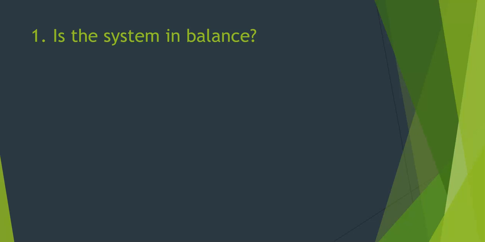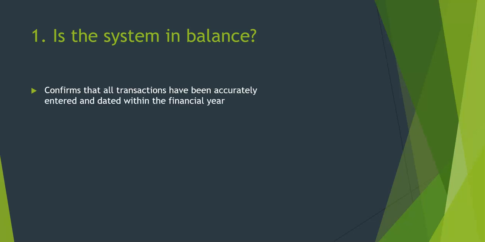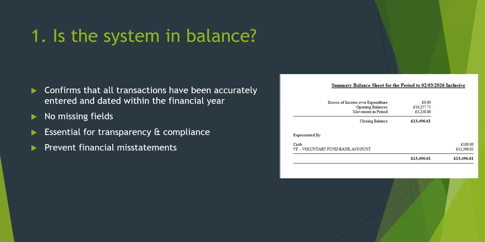So the first thing we're going to look at is purely the question: is our system in balance? This confirms that all the transactions have been accurately entered and, very importantly, dated within the appropriate financial year. It makes sure that nothing is missing, nothing has been left out or not posted appropriately on the system, and it's essential for transparency and compliance. It also prevents us from filing financial misstatements. So it's nice and straightforward.